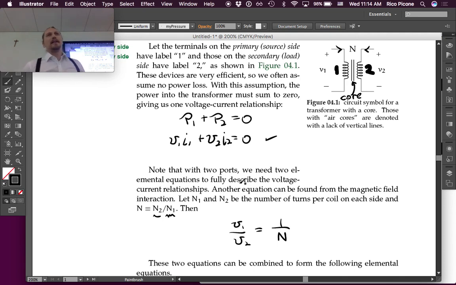Now, clearly this is a bit of an approximation, right? This isn't going to be perfect. It's going to depend on how the coils are wound and how well it is constructed and all that. But we can say that this gets us a pretty good description of how these things work. And that's usually good enough for us.